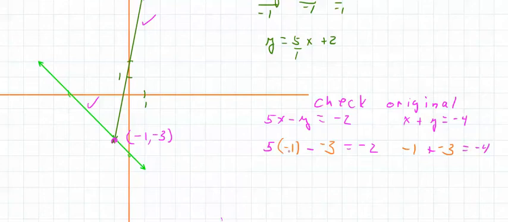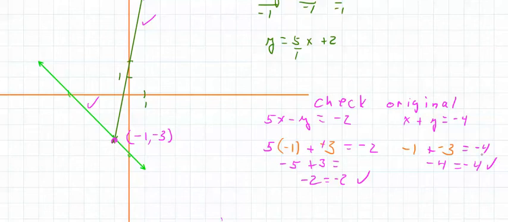Now, notice here we're multiplying. I use parentheses. 5 times negative 1 is negative 5. And this becomes plus a positive. Negative 2 equals negative 2. Check. And negative 1 plus negative 3, negative 4 equals negative 4. Check. We must do the check in both equations.